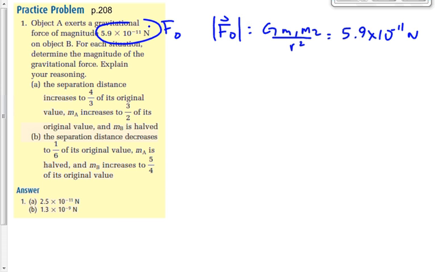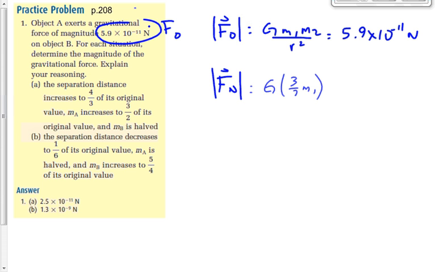I'm going to make changes to it. I'm going to increase my distance to 4/3 of what it was, and I'm going to cut one of my masses in half and so on. But before I make those changes, this is what it is, my original force. Now, my new force is still equal to G times my mass divided by my distance squared, but we're no longer going to call it mass m. We're going to call it 3/2 m.